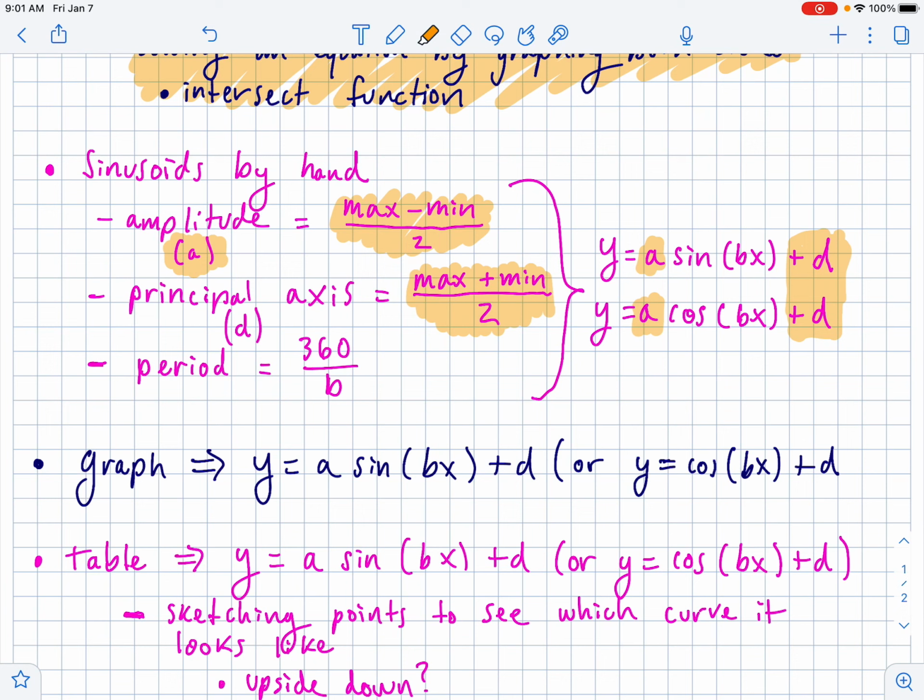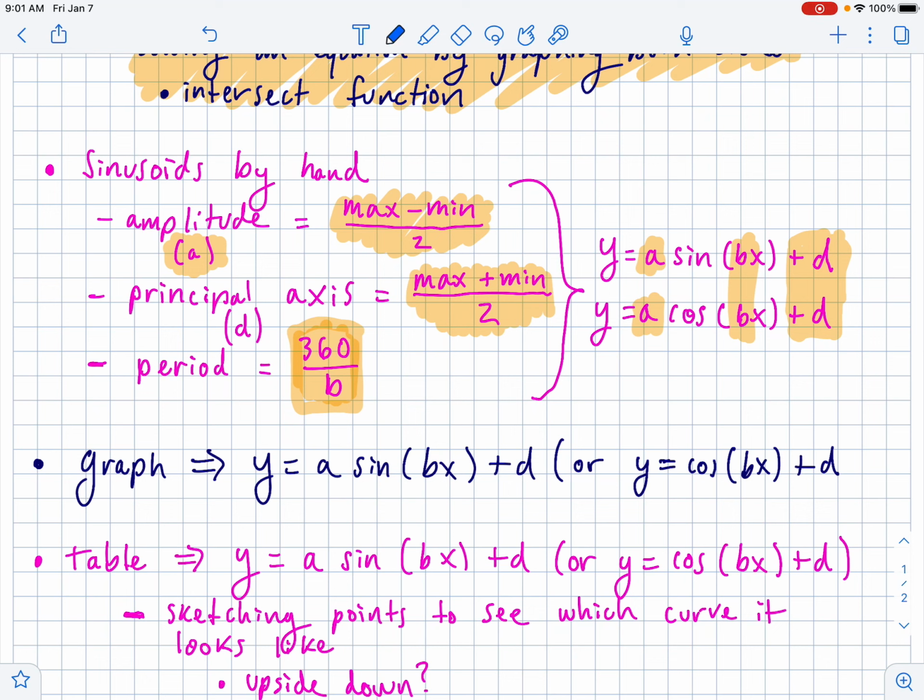Then the period has to do with the b value, but it's not exactly the b value. The b value is how many sinusoids fit into 360. Another way to say fit into 360 is 360 divided by b. That is your b value here inside attached to the x.